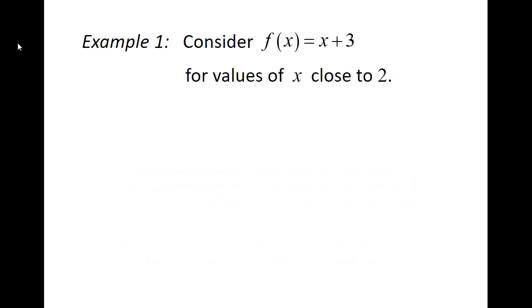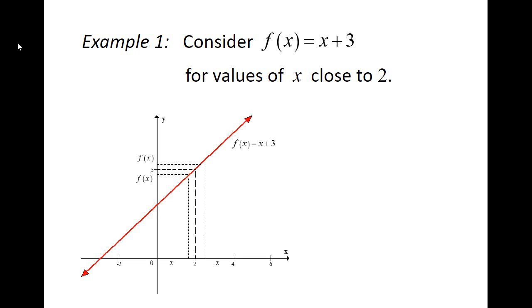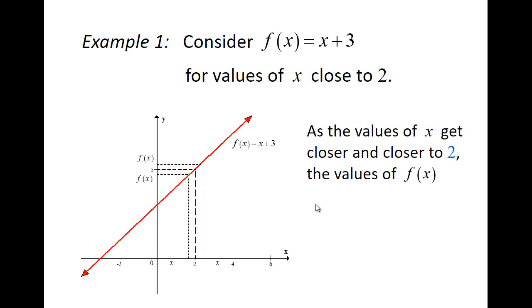So consider f of x is equal to x plus 3, and we want to look at this function for values of x close to 2. Notice from this graph that as values of x get closer and closer to 2, the values of the function f of x get closer and closer to 5.